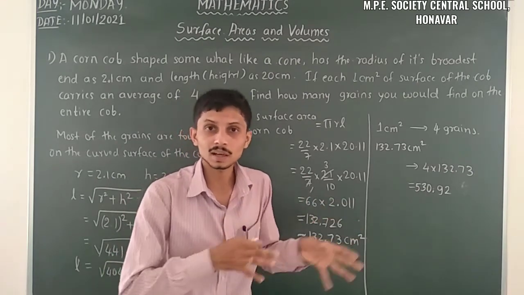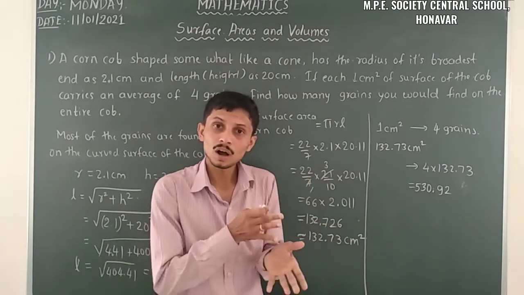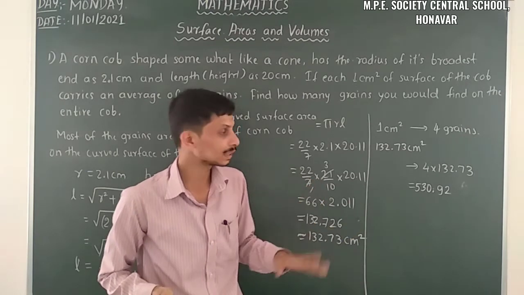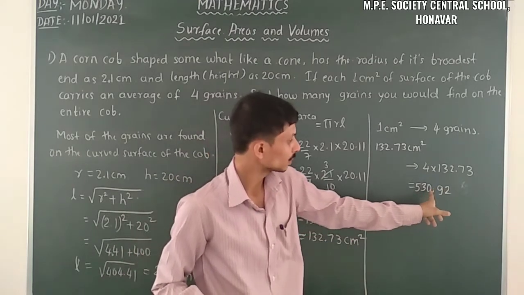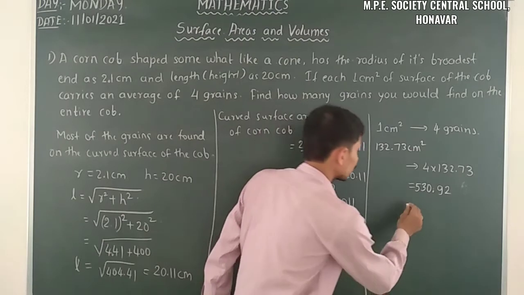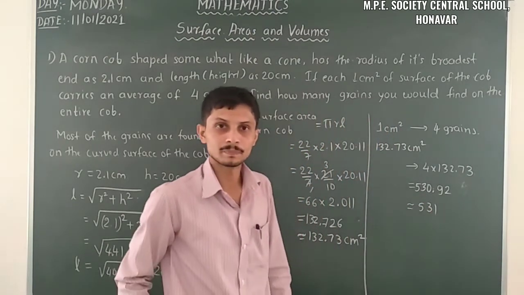Here we are taking the numbers, but here it is found as 530.92 grains. How is that possible? It is not possible, so we have to round off. 530.92 is nearly equal to 531, that is 531 grains.